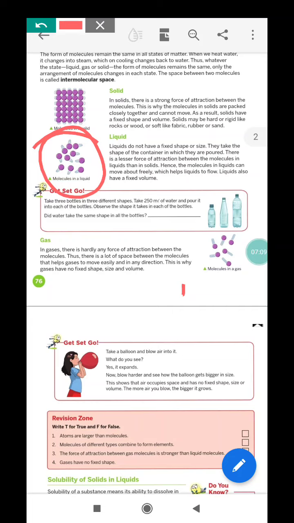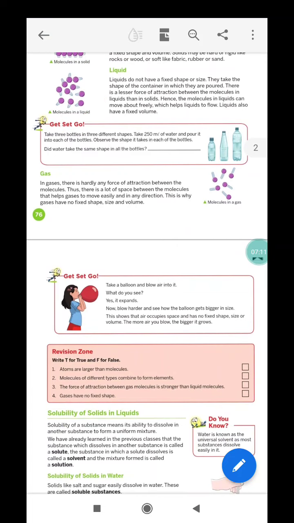Now gases. We will read about gases. In gases, there is hardly any force of attraction between the molecules. Thus, there is lots of space between the molecules that helps gases to move easily and in any direction. This is why gases have no fixed shape, size or volume.